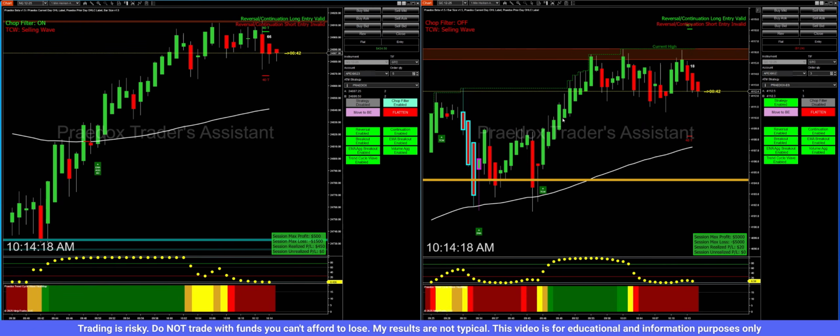So it happens. Again, you can see this gold is just kind of stuck in this range for the last 30 minutes. So no trades. We don't need to go force one here. Pradox Trader's Assistant is keeping us out of this. We can see we're still in this selling wave, dark red color. We're really not making moves either way at this moment. So we're just going to call it a day. Break even kind of day on gold. And we'll be back at it tomorrow.